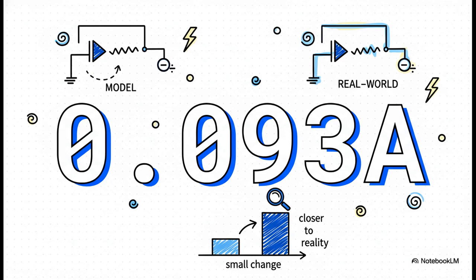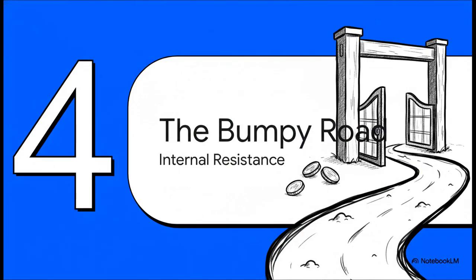That one little change makes a real difference. Our new current is 0.093 amps. Now, it might seem like a small change, but think about what we just did. By adding just one piece of real-world physics, our model got way closer to what actually happens. Okay, we're getting really close now, but we're not quite at the finish line. There's one more layer of reality we need to account for.